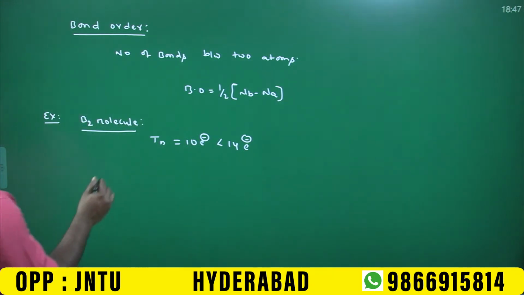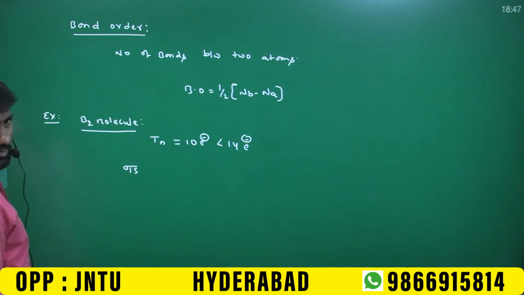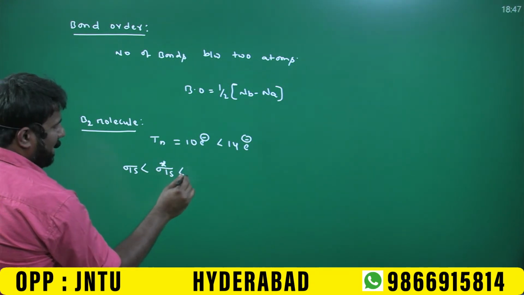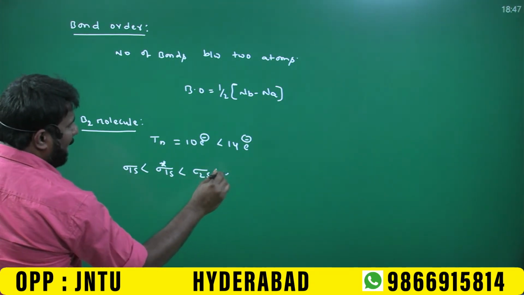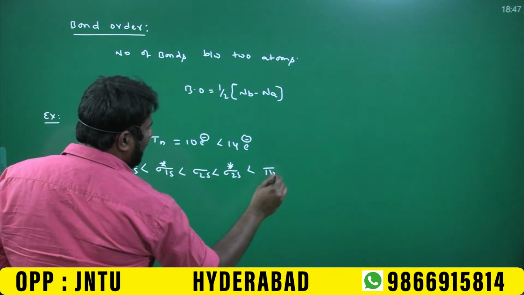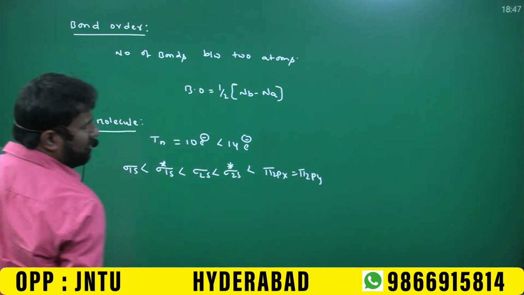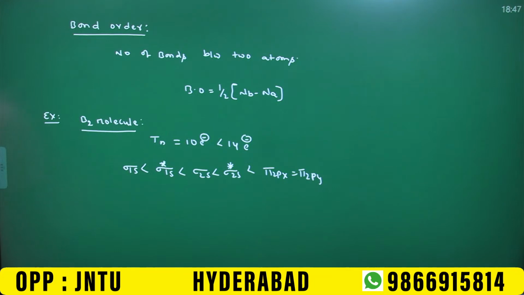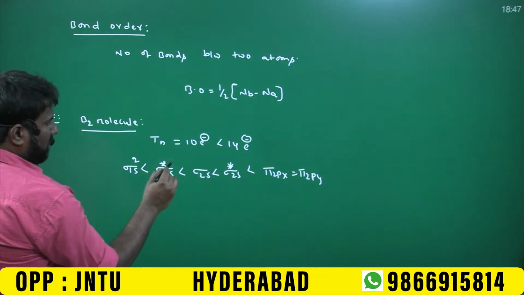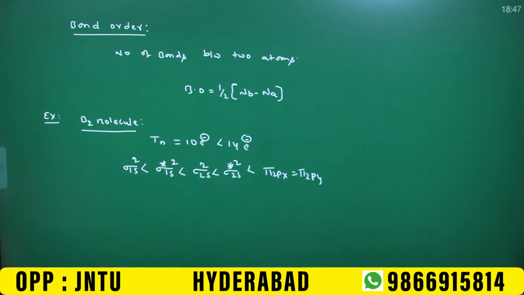So what is the molecular orbital energy order? Sigma 1s less than sigma star 1s less than sigma 2s less than sigma star 2s less than pi 2px equal to pi 2py. This is enough because we have only 10 electrons. That is 2 electrons, 4, 6, 8, and now we have 2 more electrons.